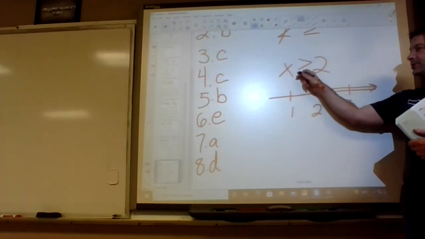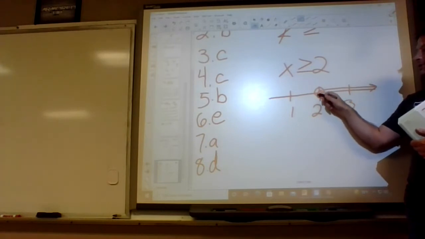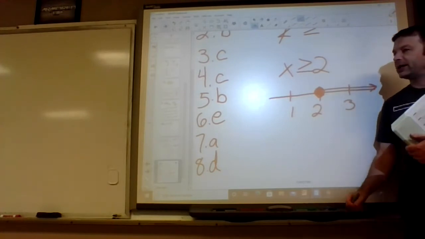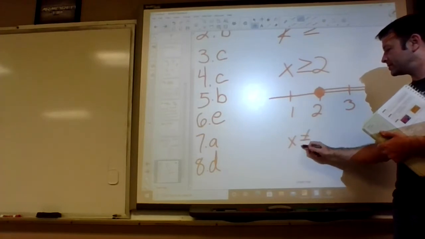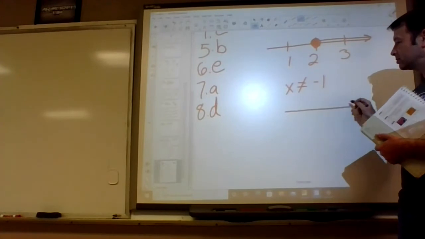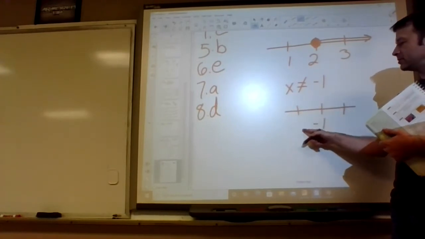Okay, but what if I do put a greater than or equal to in there? You fill in the circle. That means 2 is included, so we fill it in. Okay, how about this? Do you guys remember how to graph x is not equal to, let's say, -1? You do an open circle and then both arrows. It goes both ways, right? Do you guys know what number goes right here?